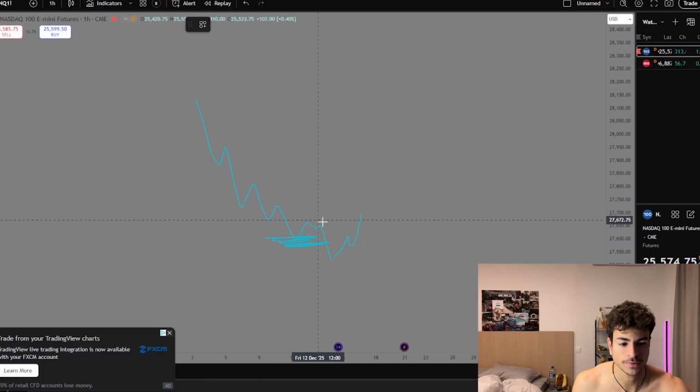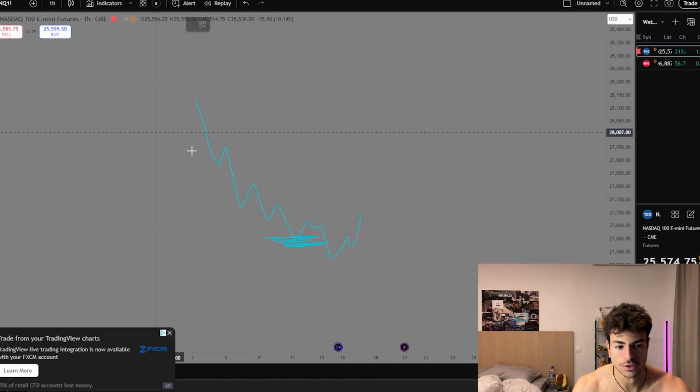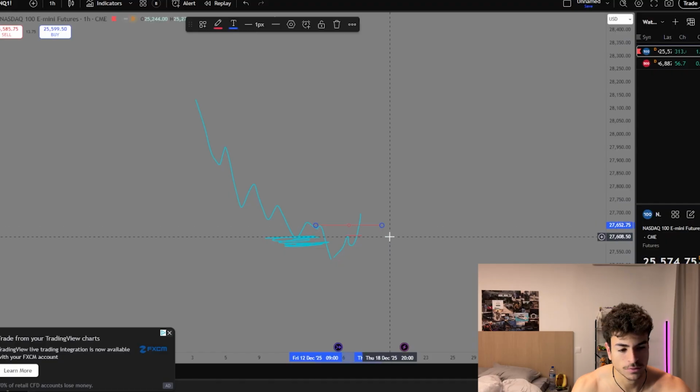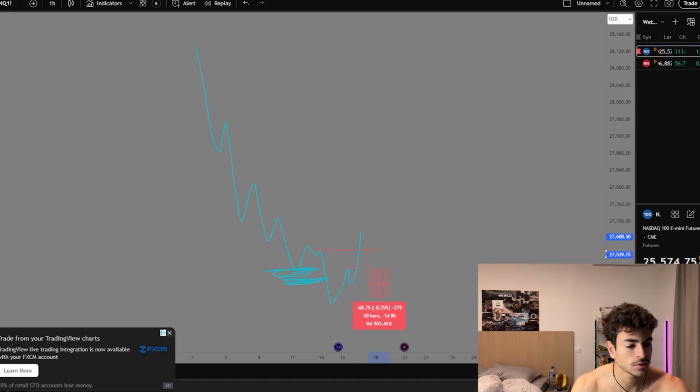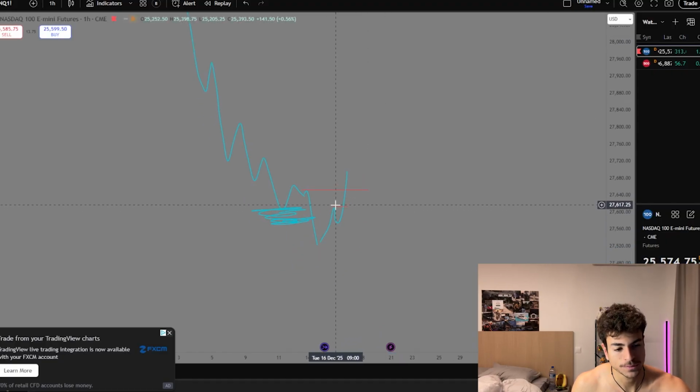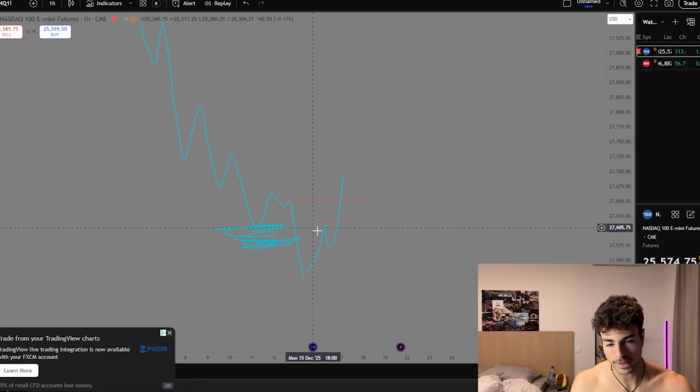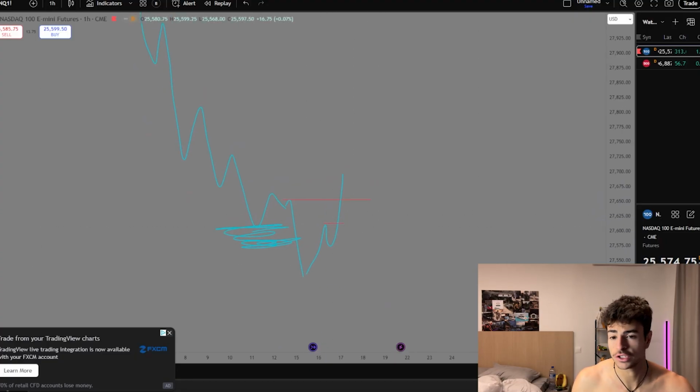The breakout structure is here. Boom, most recent high. This would be a change of character or CHoCH, whatever you guys like to call it. But the actual breakout structure is here, when price closed above the previous high. This identifies a change in the trend.